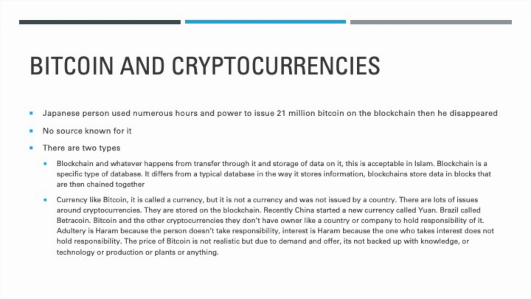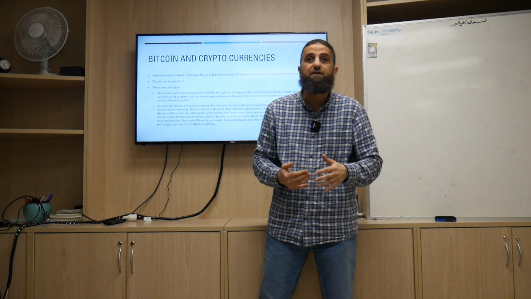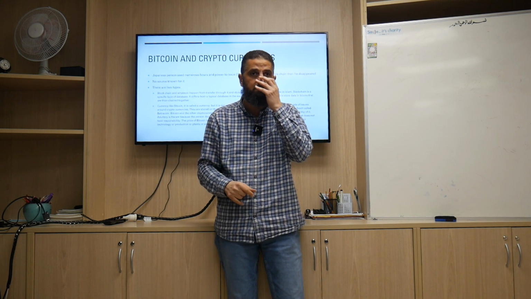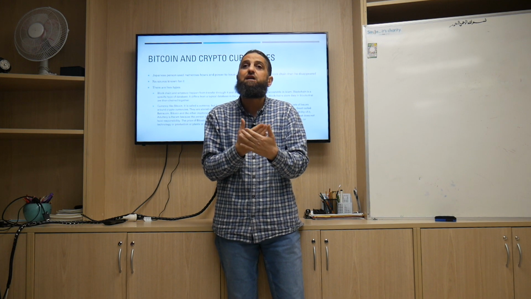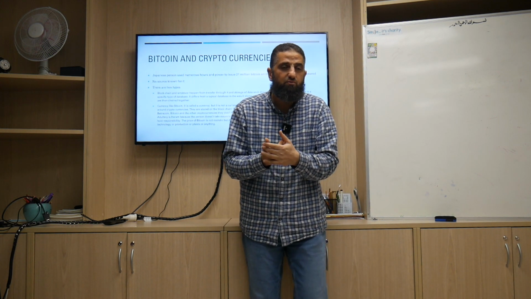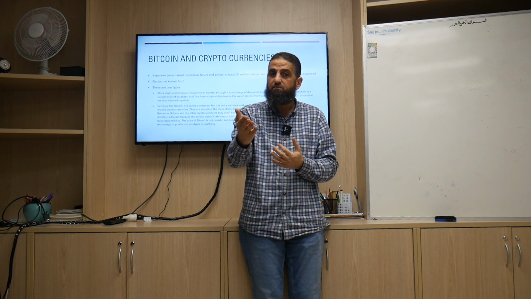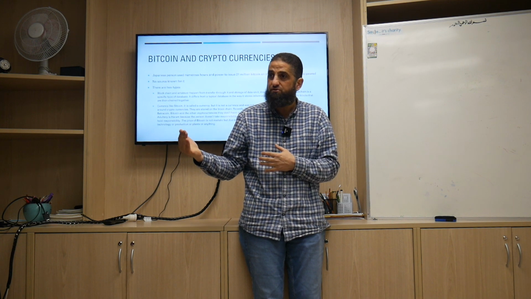Recently, China started a new digital yuan. And Brazil started a new currency called Petracoin. So these cryptocurrencies were created by the country. And so the country is allowing the people to use it for buying and selling inside the country. So this is going to be backed up by the country. So if someone has an issue with that cryptocurrency, where is he going to go to get his right? He's going to go to the government, because the government issued that cryptocurrency. So there is a sort of source for that cryptocurrency.